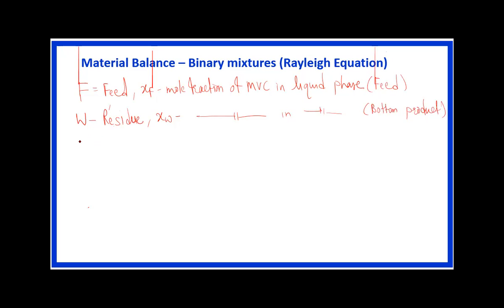Then the product is indicated as distillate, that is capital D. So distillate is indicated by capital D, and the fraction now in this case is indicated by YD average. So this is the mole fraction of MVC in vapor phase. So that is from the condensed liquid or the final drum, right?